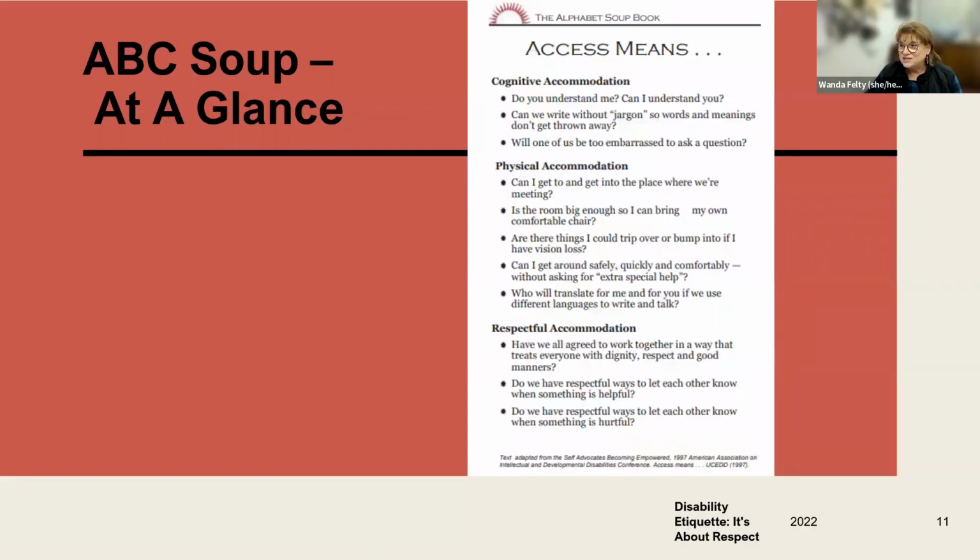So this is another page out of the book, and it really ties into what we're presenting today, cognitive accommodations and how to support. Whenever I think about Miranda's picture of her and her boys, accommodations. They accommodated her son to be able to have the same mustache as everybody else. And then physical accommodations, respectful accommodations, and really, accommodations are about respect. That's really the bottom line here.